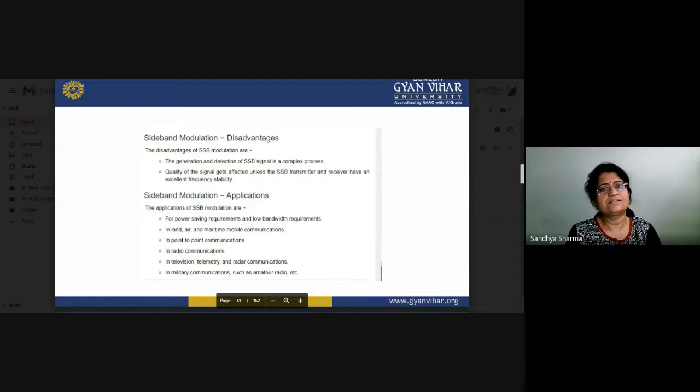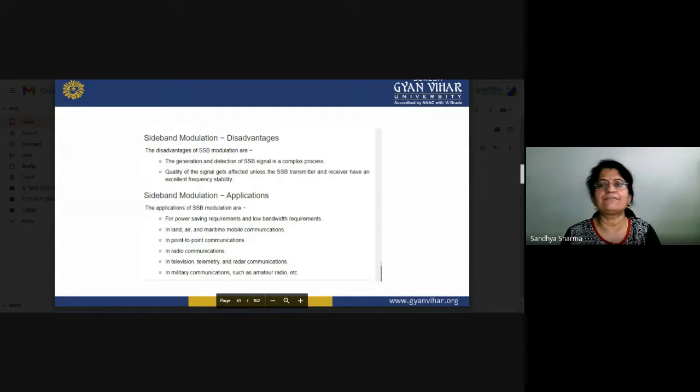Now we will see the disadvantages of this type of signal. Basically, the disadvantage is that generation and detection of SSB signal is more complex. How can you define this generation and detection? Because you have to filter out one sideband from the complete spectrum. So you require a specific, more precise filter for selecting either the upper sideband or lower sideband. So this type of precise filter is very complex.